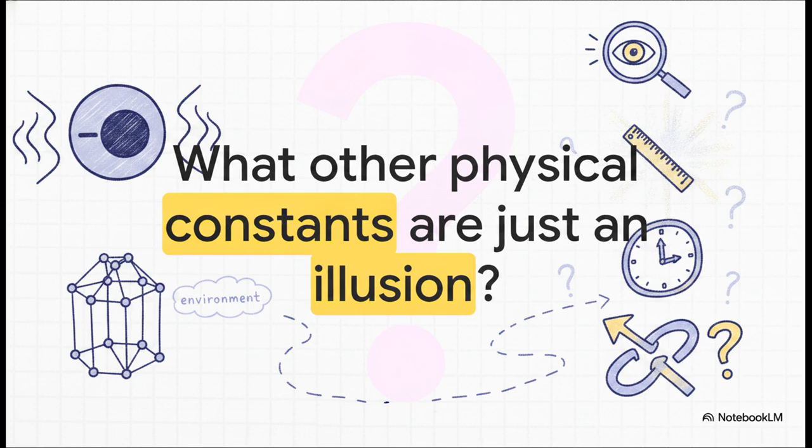It really makes you look at the fundamental building blocks of our universe a little differently, doesn't it? I mean, if the mass of an electron, literally one of the most basic and fundamental particles we know of, is just a total illusion created by its environment, what other constants of physical reality are just a trick of light? It's definitely a profound thought to carry with you.